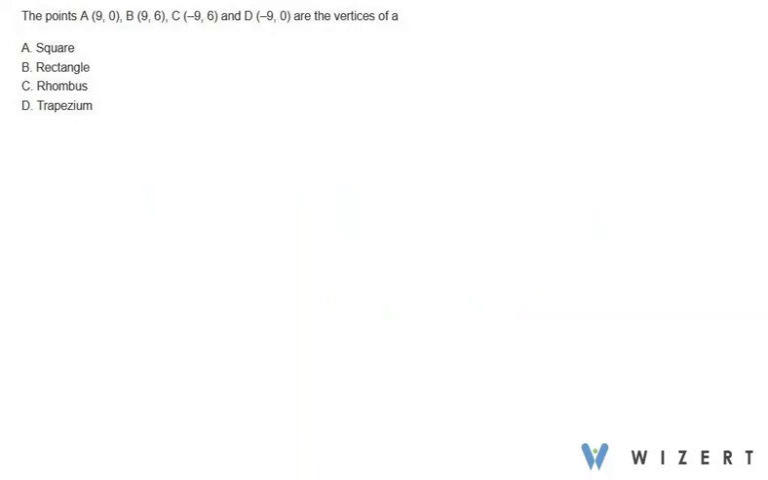We have this question here. The points A (9, 0), B (9, 6), C (-9, 6) and D (-9, 0) are vertices of a quadrilateral, and we are given choices. Now let's first write them down. A (9, 0), B (9, 6), C (-9, 6) and D (-9, 0).